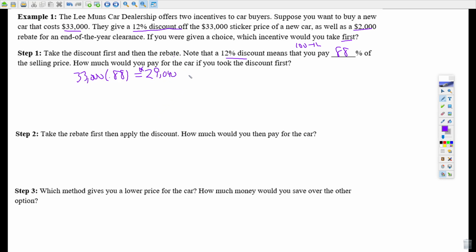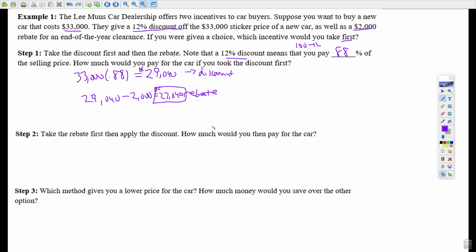Okay, so this is if we did discount. This is the discount. Now we're going to apply the rebate. So rebate is next. So the price of the car is now down to $29,040. We're going to take that $29,040 and subtract a rebate, which is $2,000. And is that easy enough to do? You would end up getting $27,040. So that is if we did discount then rebate. It would cost us $27,040.